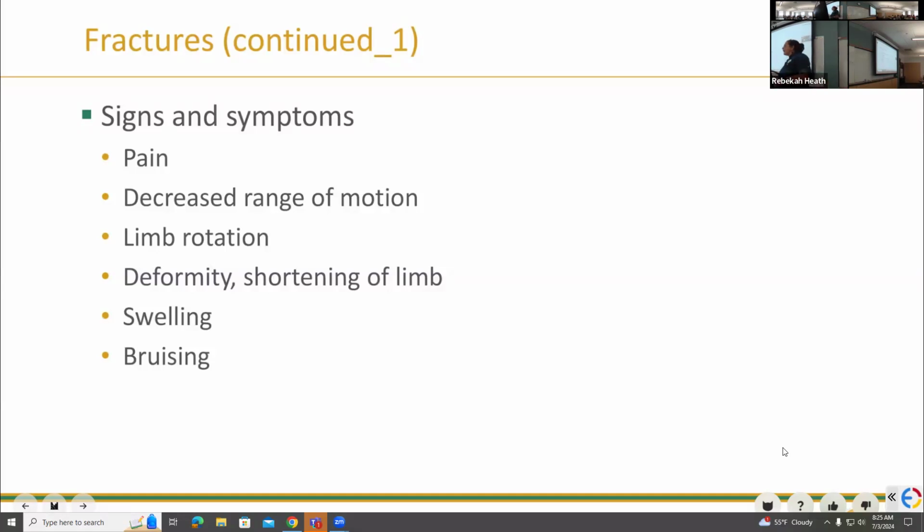There's also going to be swelling and bruising, right? We've all had that happen to us. We get swollen and bruising.